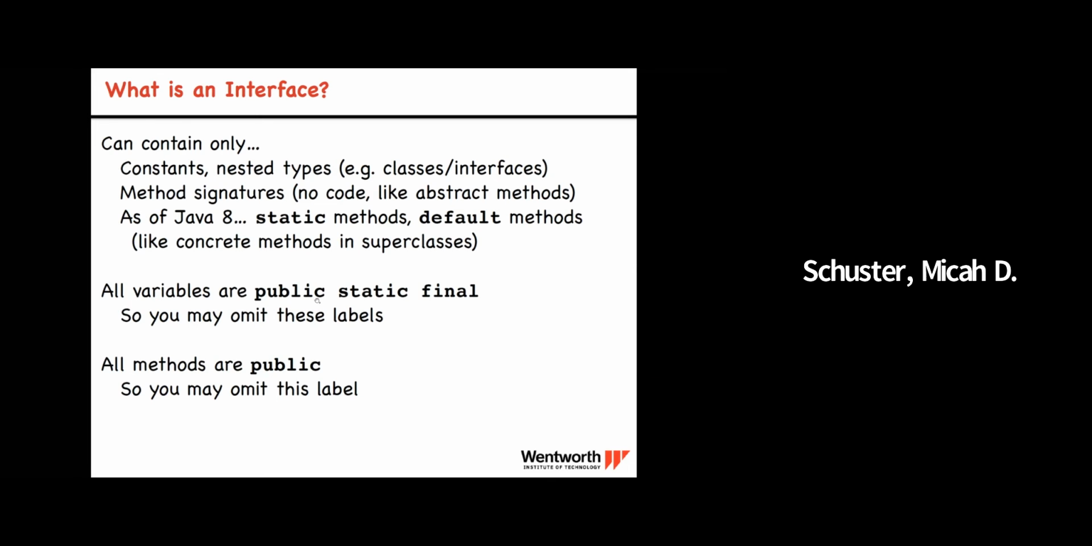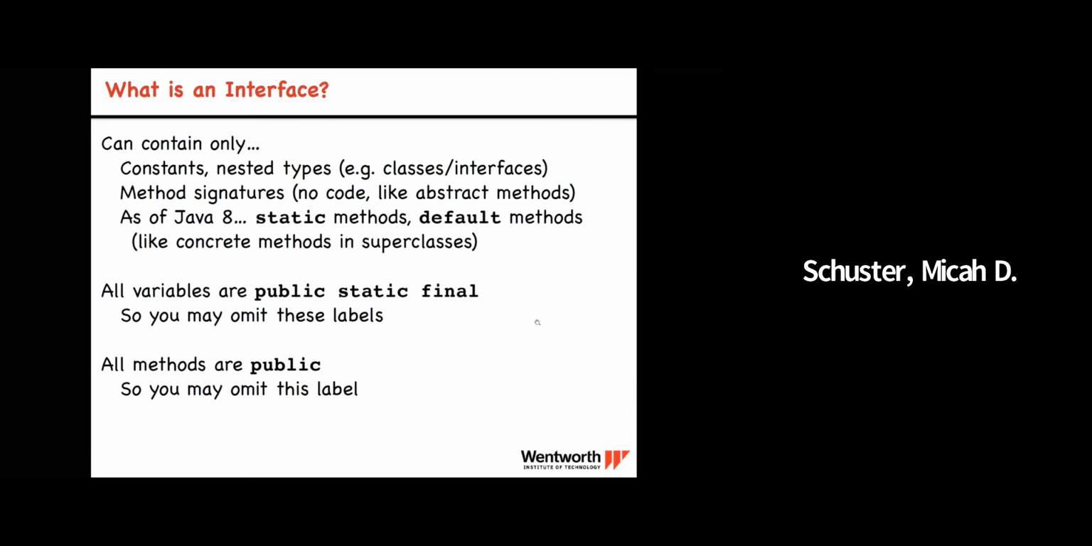All the variables that you create, if you create any, are public static final. Most of the time in this class, we won't be creating variables as part of our interfaces, but you can do that. Public static final is going to be a constant. So that's what I mean by they can only contain constants. You actually omit those labels.